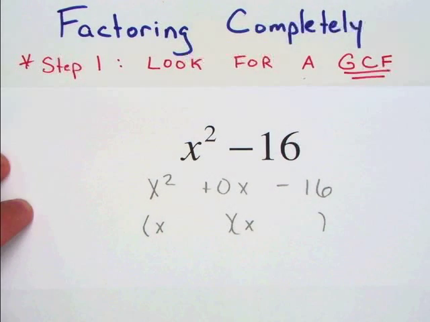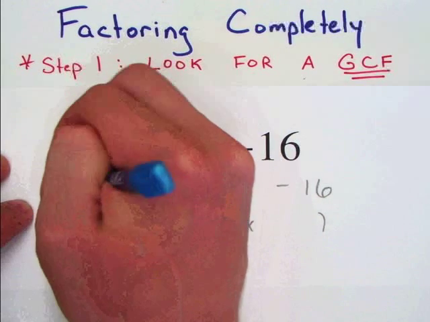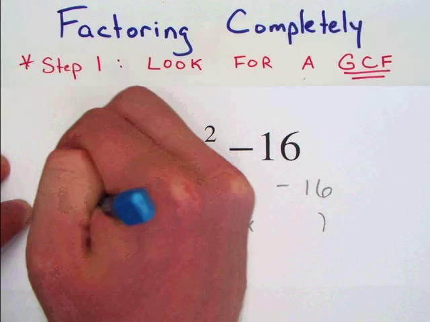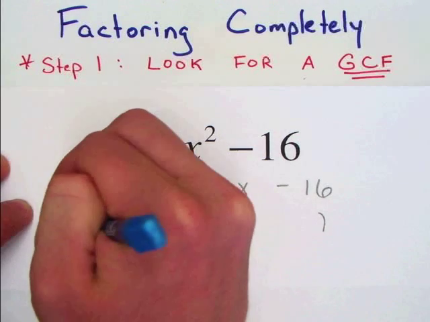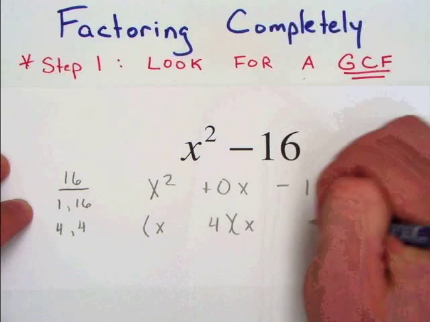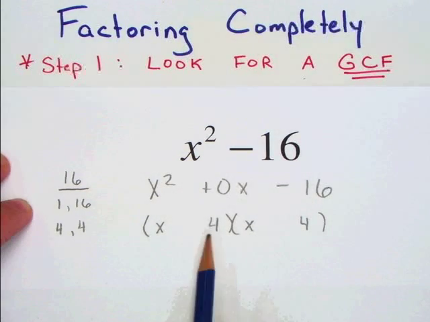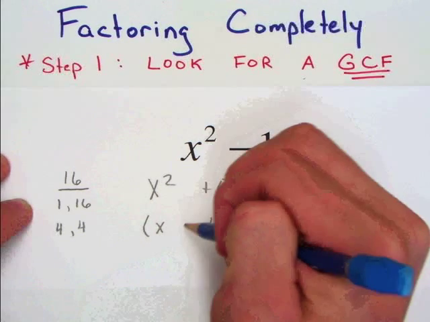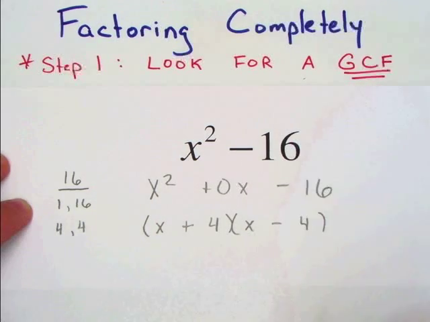We need to find numbers that multiply to negative 16 and add to 0. The factors of 16 are 1 and 16 and 4 and 4. The pair that we will use are 4 and 4. To get the 4 and the 4 to add to 0, one will need to be positive and one will need to be negative. We have now factored this polynomial.